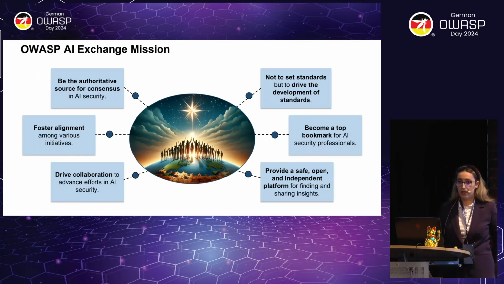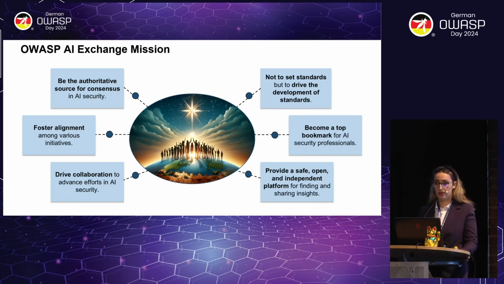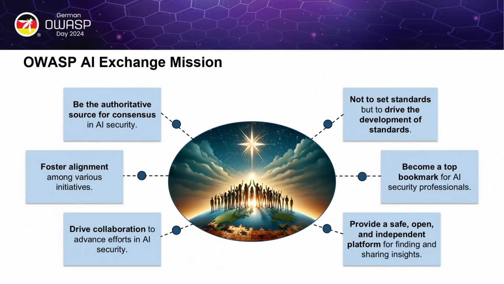So let's begin with the OWASP AI Exchange mission. Our mission is not to set standards. Actually, it's to drive the development of standards and be an authoritative source for consensus in AI security, and foster alignment among various initiatives, as well as drive collaboration to advance efforts in this area. Besides, we aim to become a top bookmark for AI security professionals and provide a safe, open, and independent platform for finding and sharing insights.